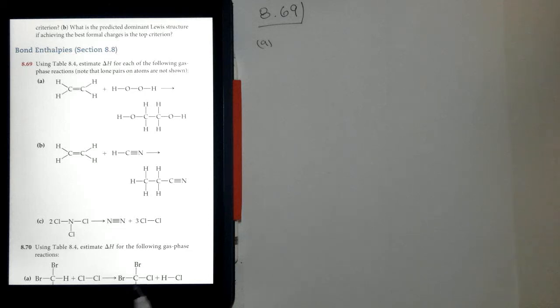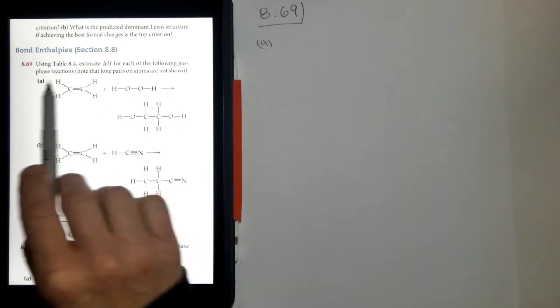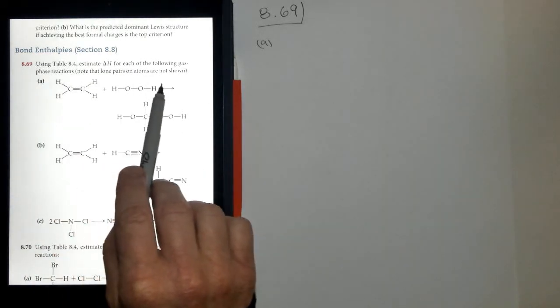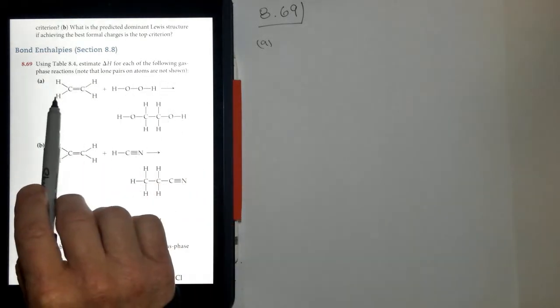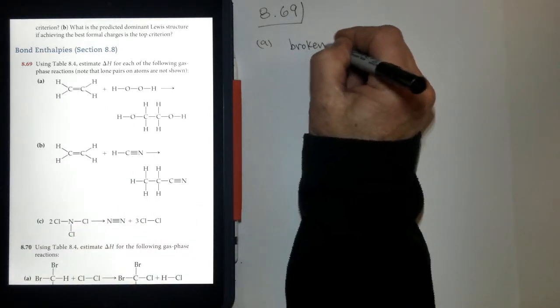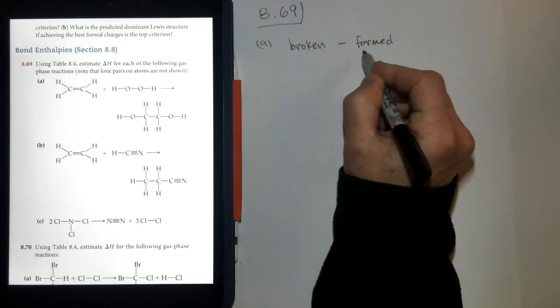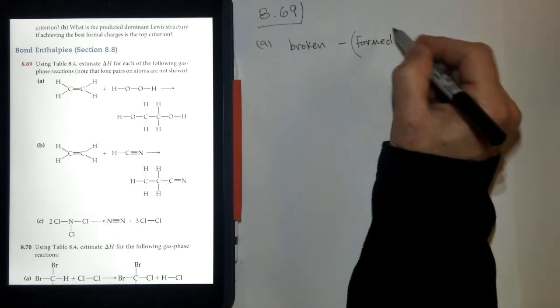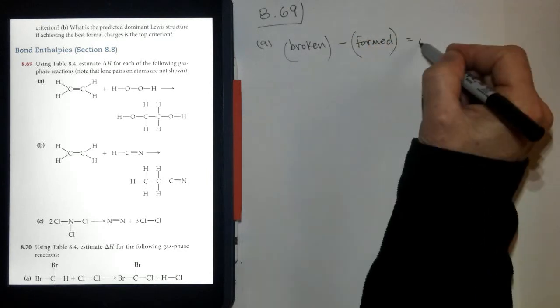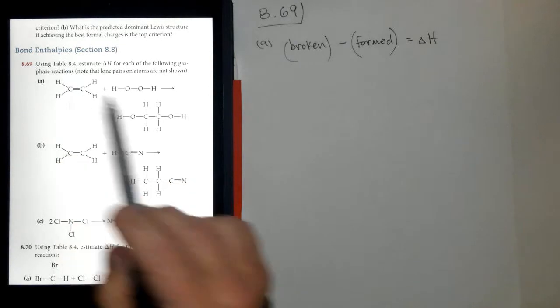All right, this is Chapter 8, number 69. Using Table 8.4, estimate the enthalpy for each of the following gas phase reactions. Note that lone pairs and atoms are not shown. So when we do this, we do bonds broken minus bonds formed. And then we made sure to add them all together for both of those, broken and formed, and that will equal our change in enthalpy for the reaction. And we looked up the bond enthalpies then in Table 8.6.